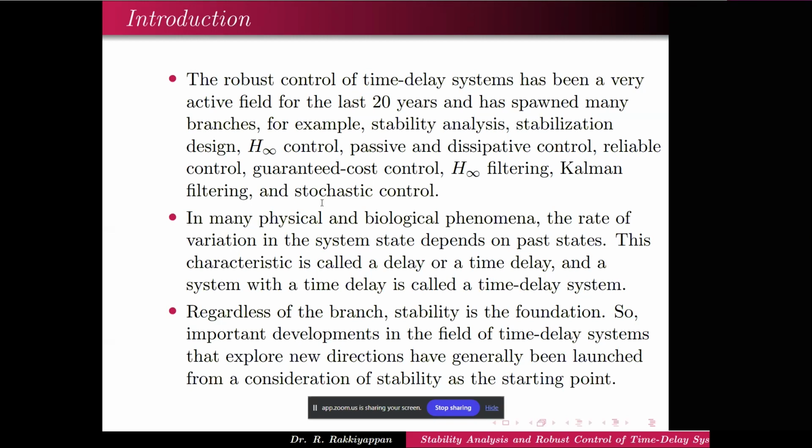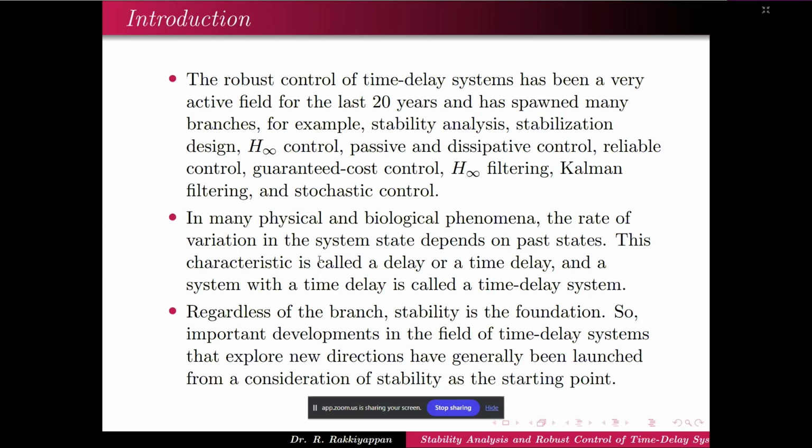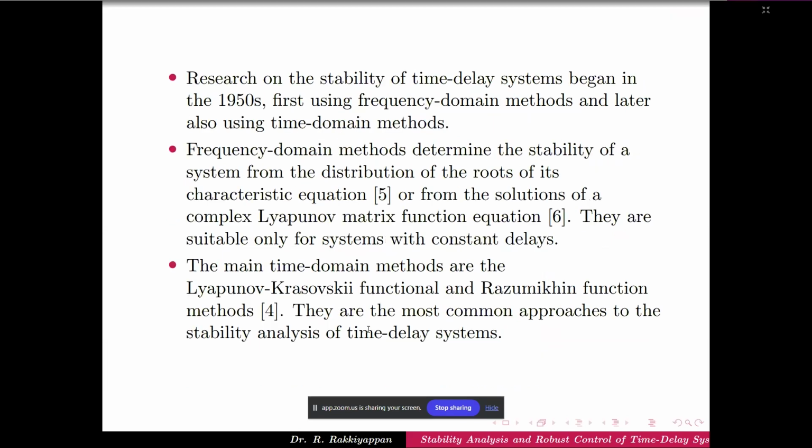In many physical and biological phenomena, the rate of variation in the system states depends on the past states. This characteristic is called a delay, or a time delay, and a system with a time delay is called a time delay system. Regardless of the branch in mathematics, stability is the foundation for time delay systems. The important developments in the field of time delay systems that explore new directions have generally been launched from a consideration of stability as a starting point.